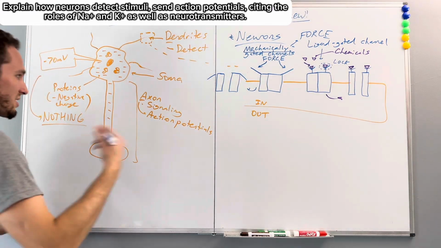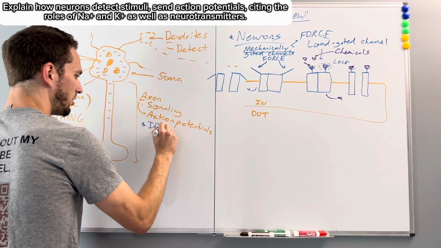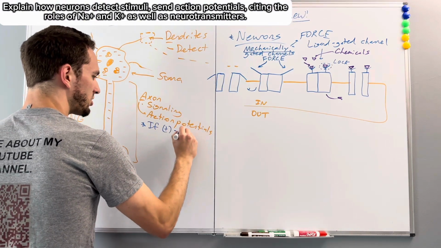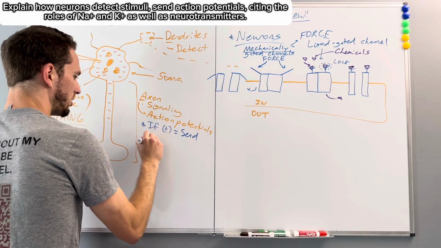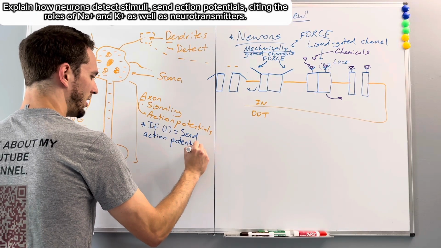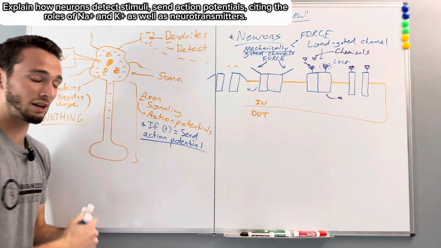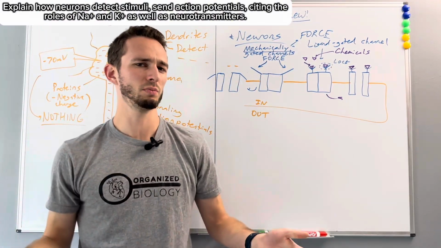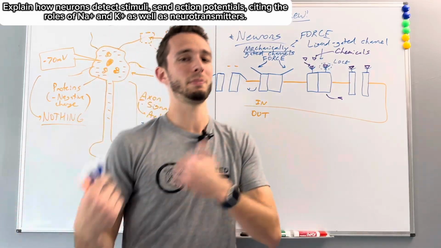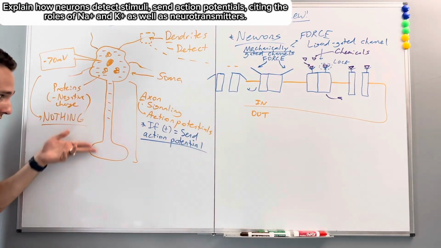So I want you to write somewhere that if positive, we will send action potential. If positive, send action potential. In fact, an action potential by definition is a flow of positive charges. So that could be a question you have on the test. What is an action potential? When a cell goes from negative to positive, and those positives are sent down the axon of a neuron.